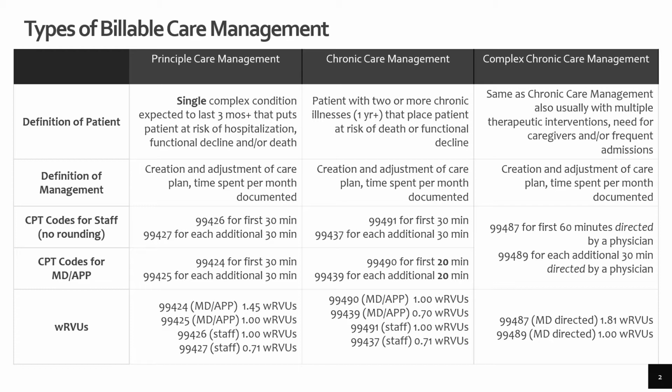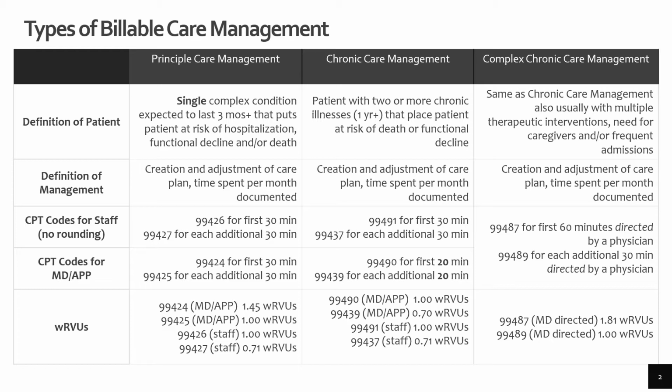There's principal care management, chronic care management, and complex chronic care management, and we'll go through each of these columns individually. Principal care management is the code new for this year, and I think it is a significant add to the CPT code set from the AMA. This is for a single complex condition expected to last 3 or more months that puts the patient at risk of hospitalization or functional decline.